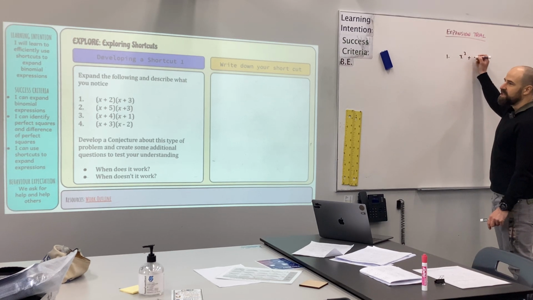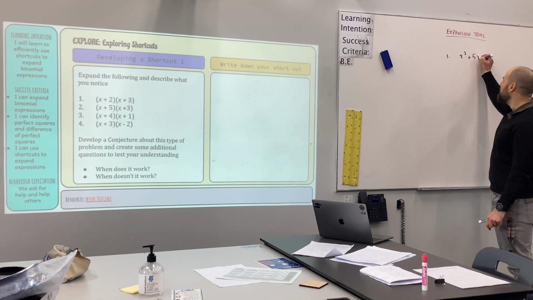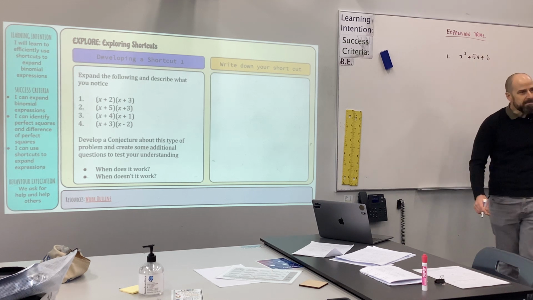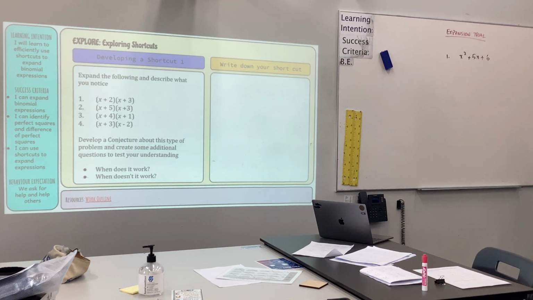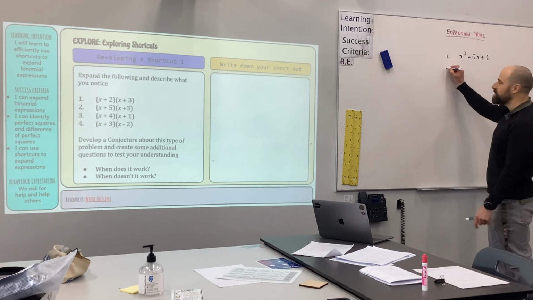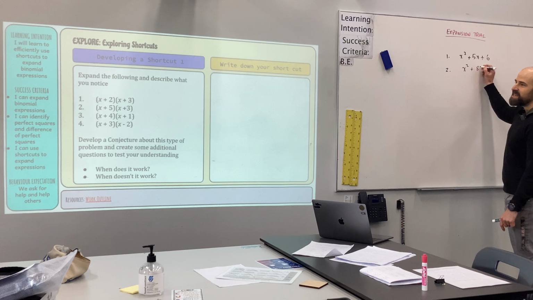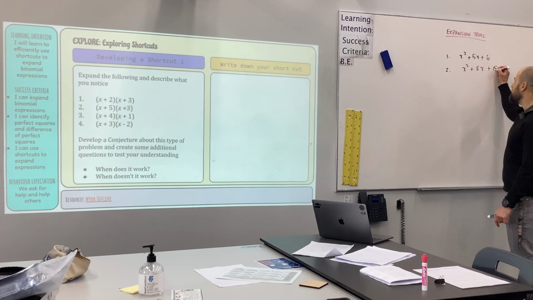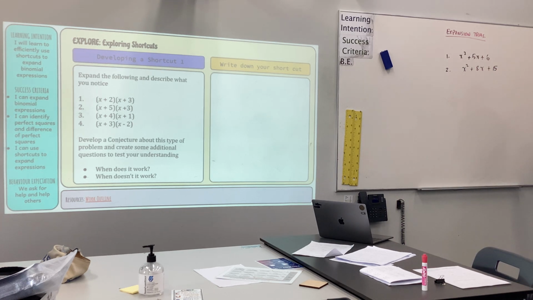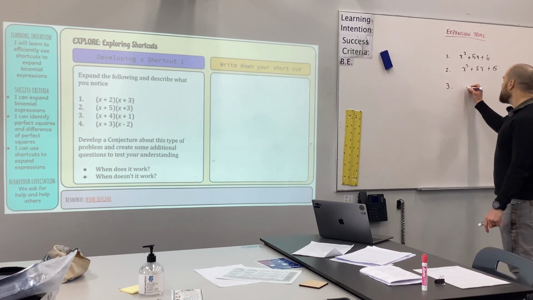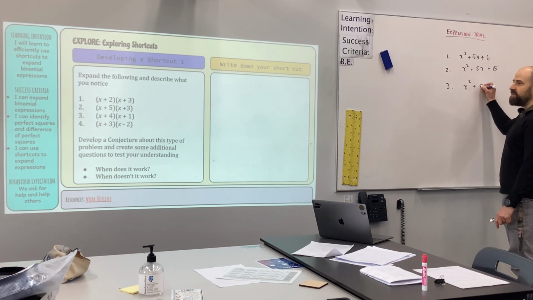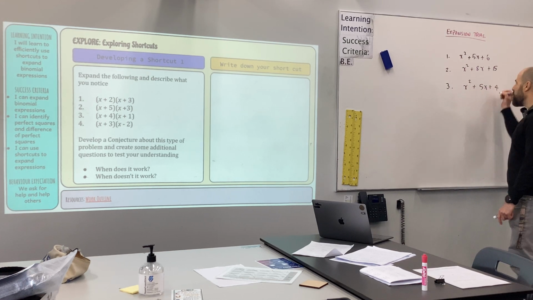The first one is going to be x squared plus 5x plus 6. I didn't memorise these answers, I just am looking at the question and I can work it out. The second one will be x squared plus 8x plus 15. I've worked it out as I'm writing it. You guys can work this out as you're writing it just as quick if you know the shortcut, I promise you. The third one is x squared plus 5x plus 4.